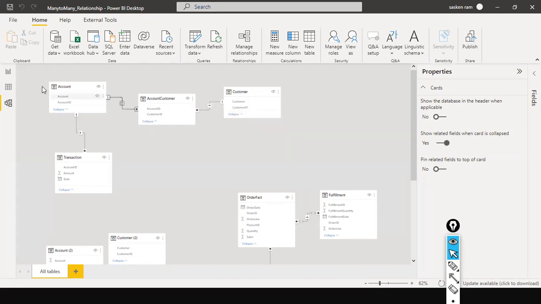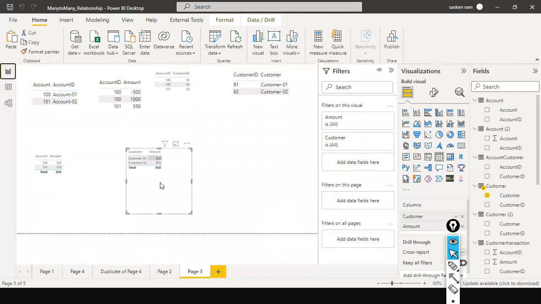The 850 was repeatedly displaying here earlier. Now, if you see here, it is filtering correctly. Customer 1 was having 500. Customer 2 was having 850. Here customer 2 was actually 350, right? So 100, 101, so 350. But why does it show 850 here? Can someone tell me?